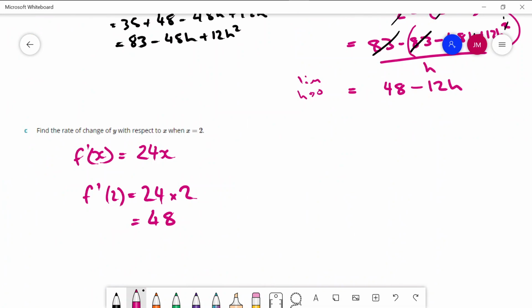So if you're really keen on doing first principles, you can do it that way. But to find the instantaneous rate of change, just do the derivative at a point and you should get the same answer. Okay.